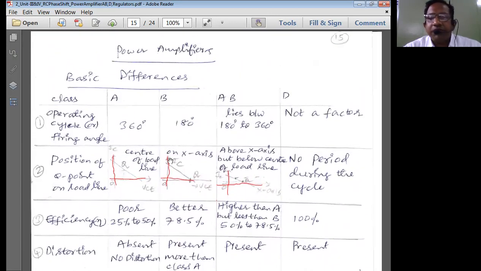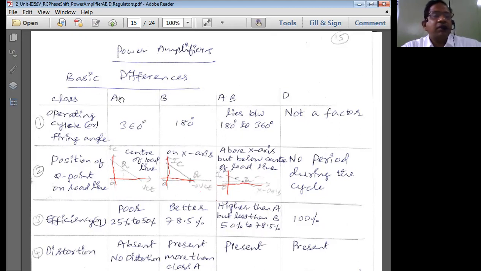Now, most importantly, the first one is that amplifiers are classified based on the firing angle. That is a very important task. That means class A firing angle is 360 degrees. Class B is 180 degrees. Class AB, we have seen, lies between 180 and 360, and it is close to 180 degrees. Class D is not a factor. That means the firing angle is not a factor in the case of class D power amplifier circuits.